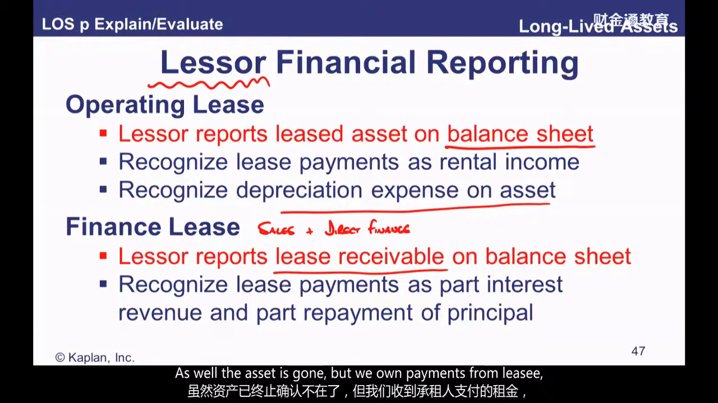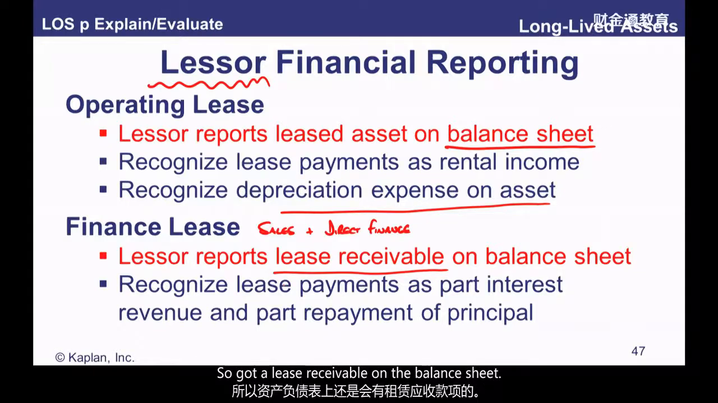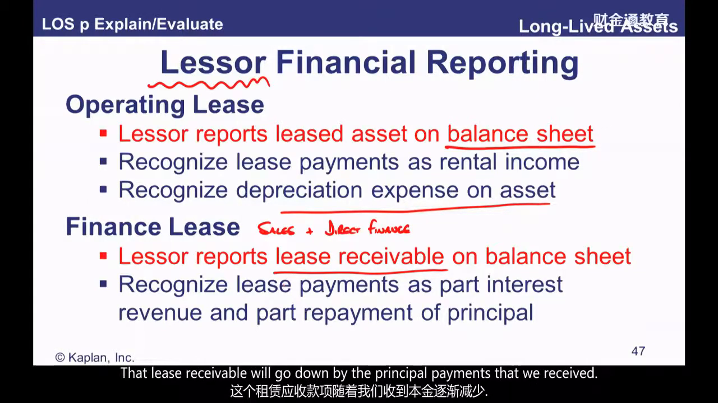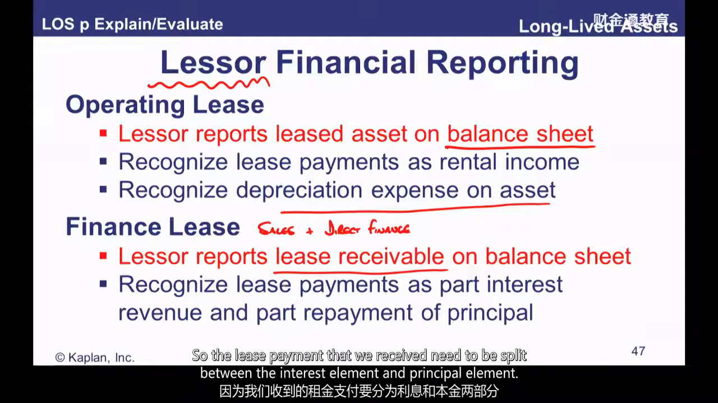The asset's gone, but we are owed payments from the lessee. So we've got a lease receivable on the balance sheet. That lease receivable will go down by the principal payments that we receive. So the lease payments that we receive need to be split between the interest element and the principal element.